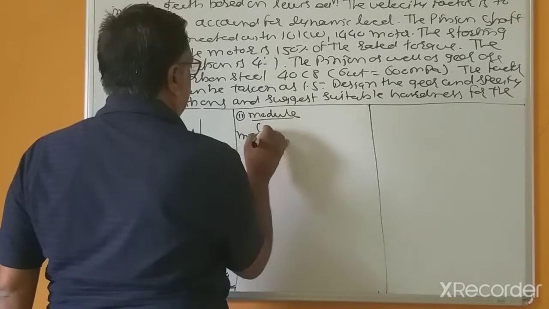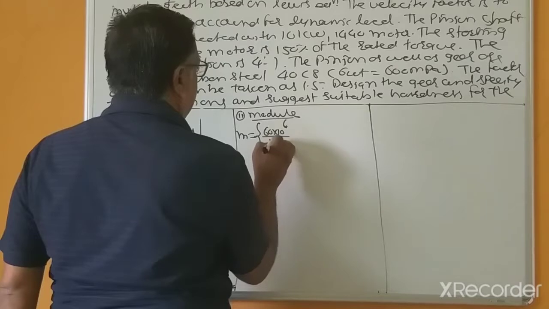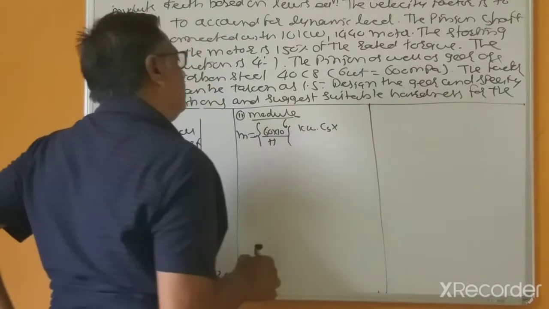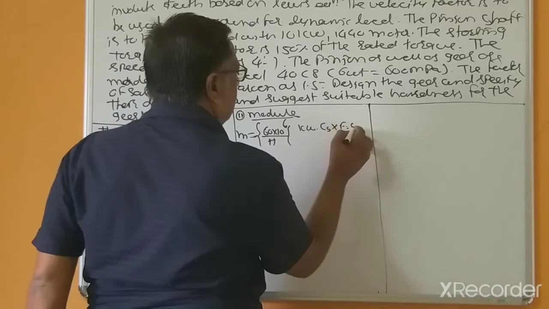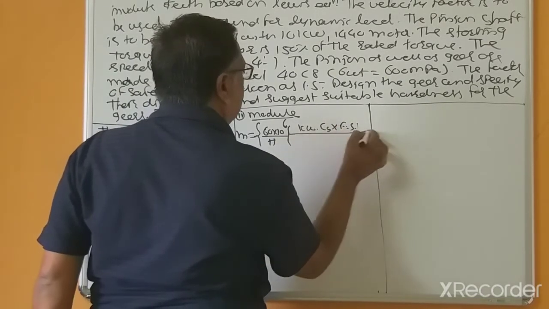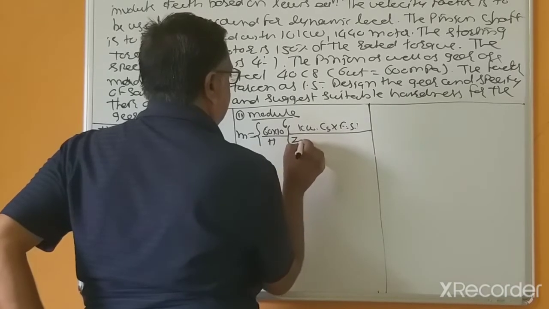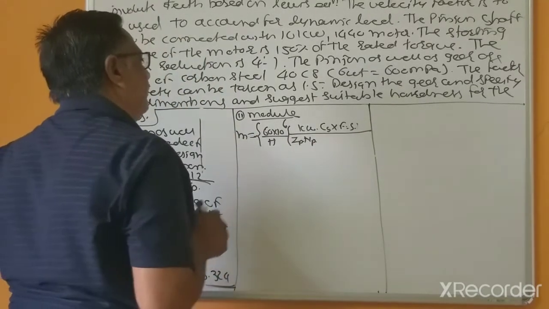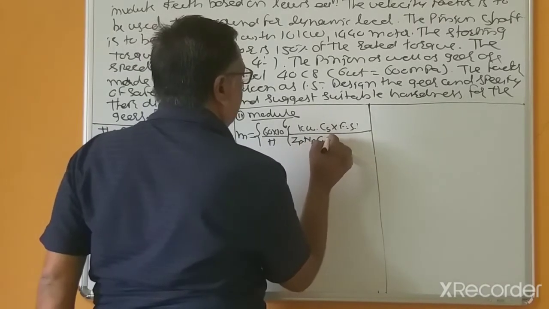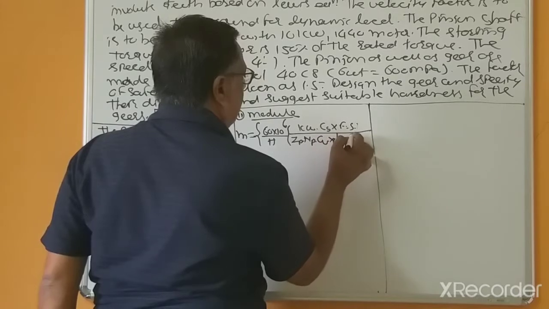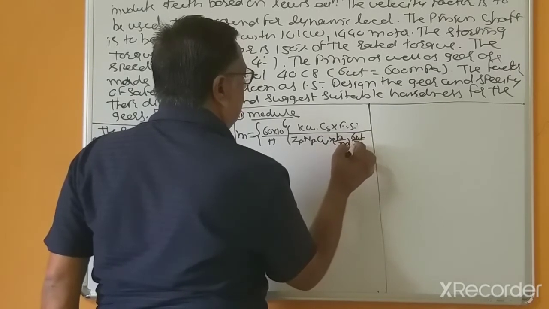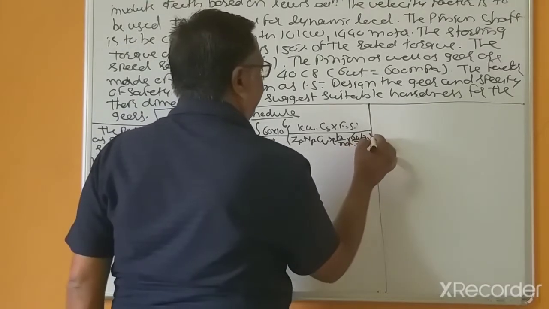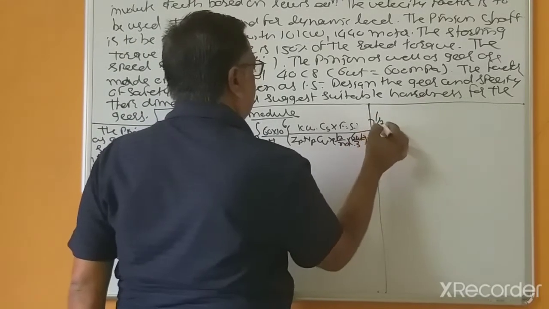Module equal to 60 into 10 to the power 6 divided by pi in brackets kilowatt into CS multiplied by factor of safety, divided by Z_P N_P, C_V, B by M ratio, sigma UT divided by 3 into Y, and this raised to 1/3.